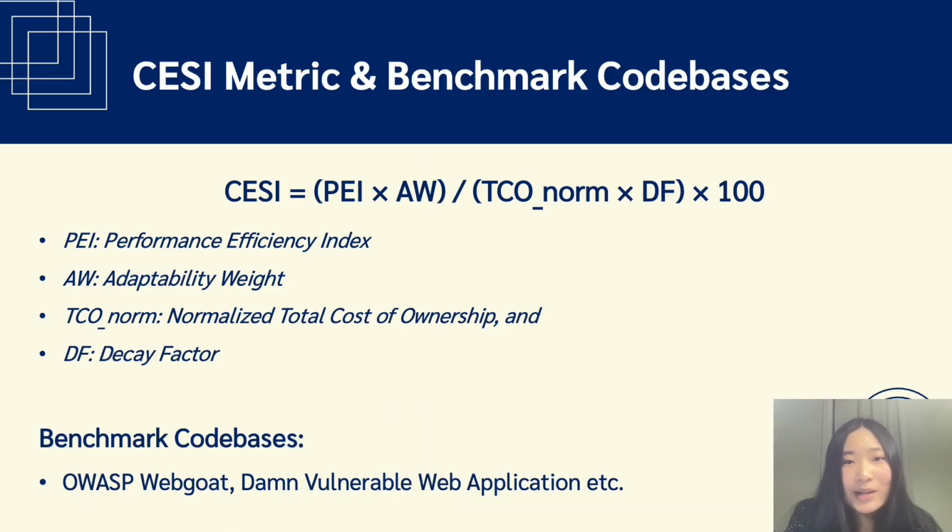To combine these results, we use the CESI metric, the Cost Effectiveness Sustainability Index. It balances performance and cost into a single score so decision makers can easily see which tool gives the best overall value. Our tests will be run on well-known open source code bases like OWASP WebGoat and the Damn Vulnerable Web Application.